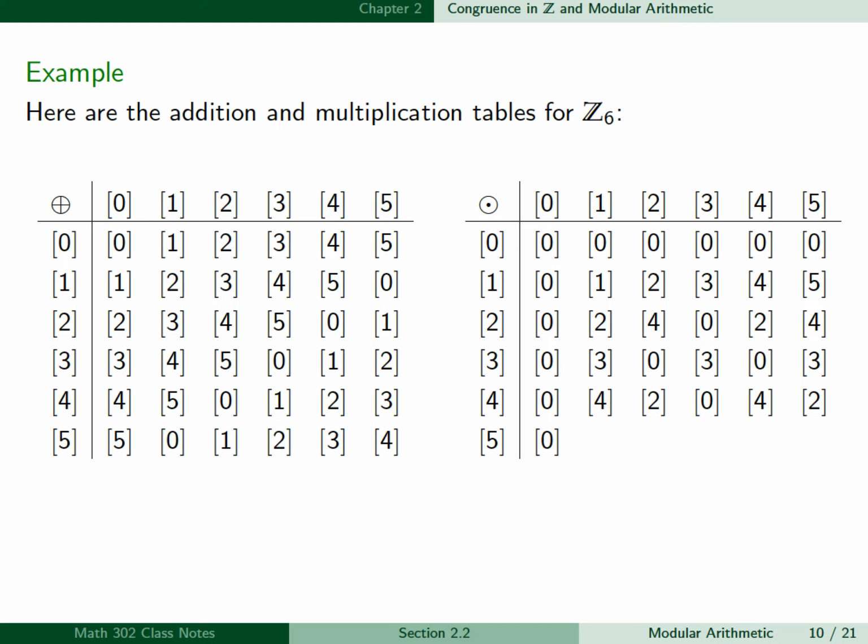And then 5 times 0 is 0, 5 times 1 is 5, 5 times 2 is 10, which is equal to 4, 5 times 3 is 15, which is the same as 3, 5 times 4 is 20, which will be the same as 2, and 5 times 5 is 25, which will be the same as 1. And so there's our multiplication table for Z6.